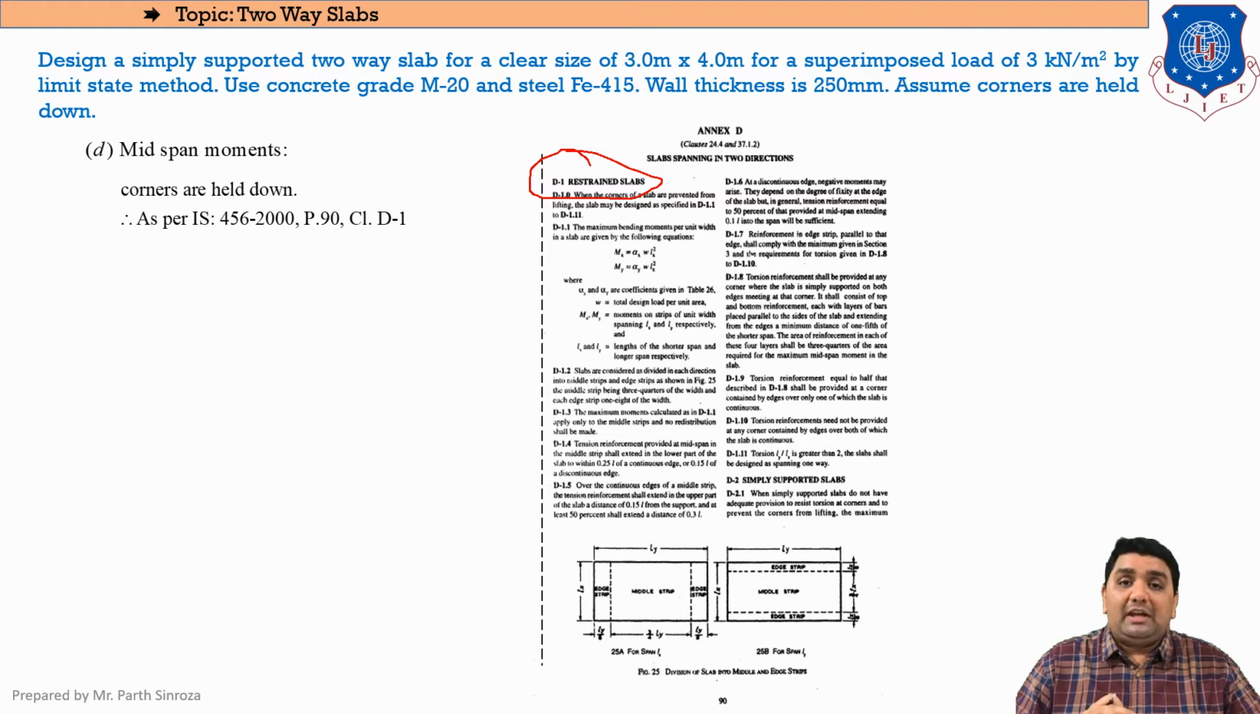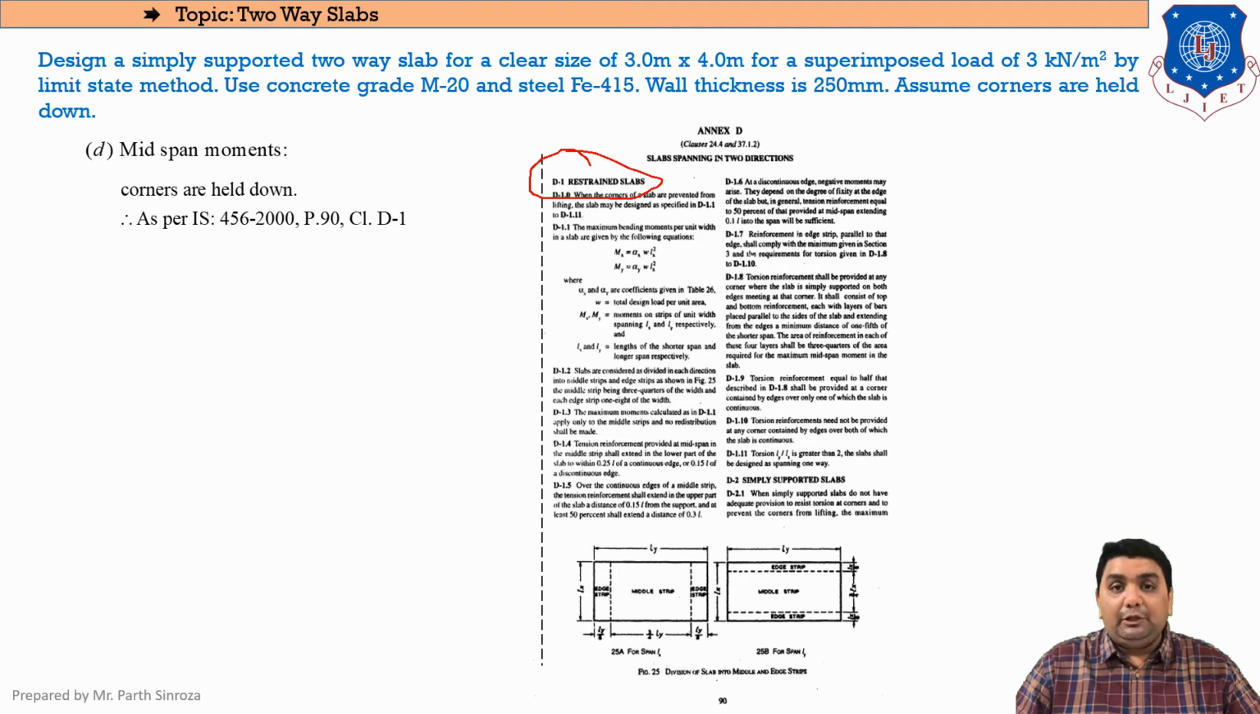So you need to find extra torsion reinforcement on the four corners because it is a held down condition. Held down condition means what? It is not allowed to have some deflection allowance on the corner portion. In the case of the previous session that we discussed, where corners are not held down, the deflection was allowed up to a certain limit on the corners, whereas here it says that corners are held down, that means the corners are not allowed to deflect even a single mm.